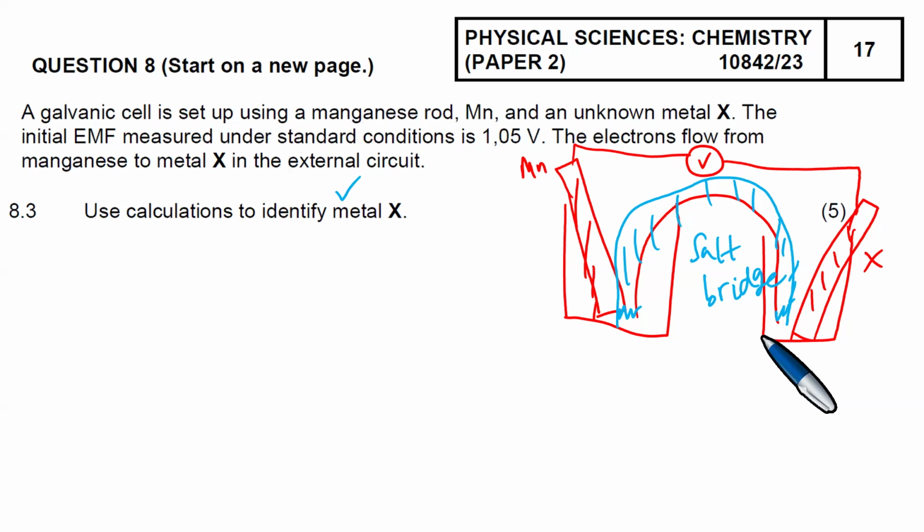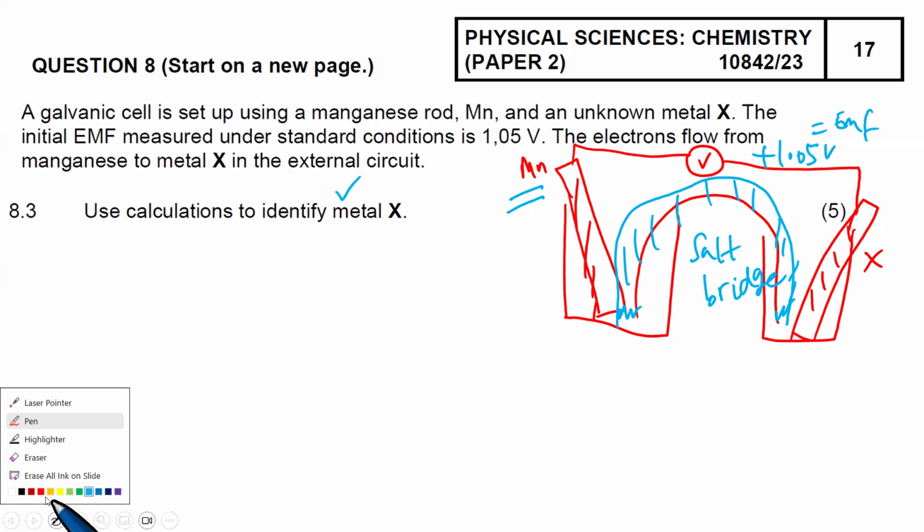Let us use calculations to identify metal X. The reading is 1.05 volts. That is the EMF. If the EMF is 1.05 volts, what is this X? Because we know that we're dealing with manganese, but we don't know the X, and we must solve for X.